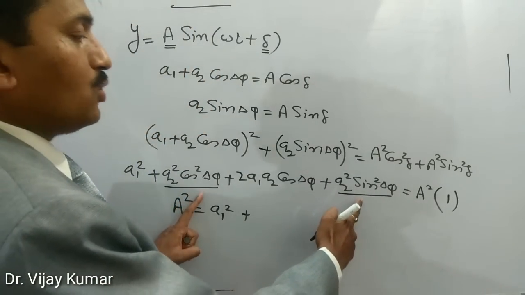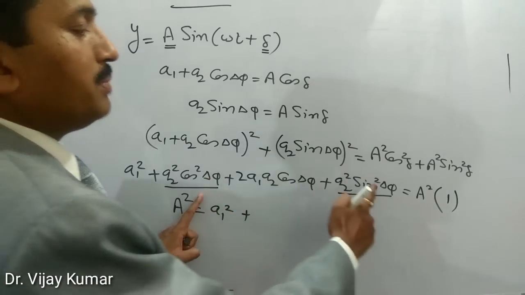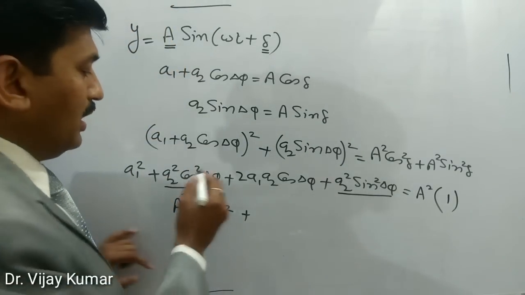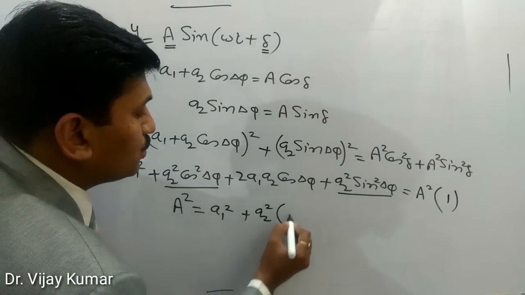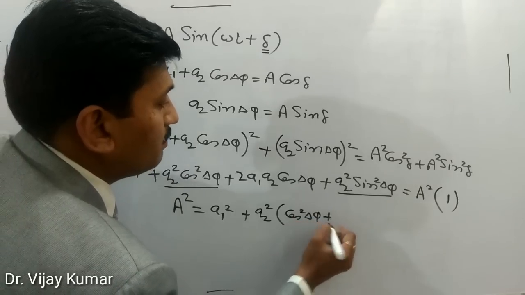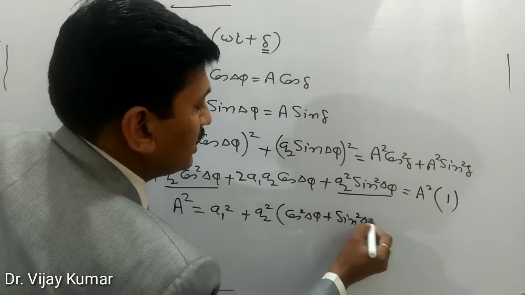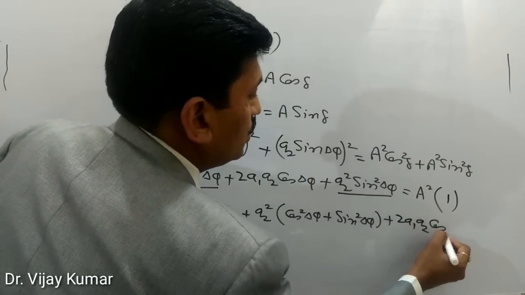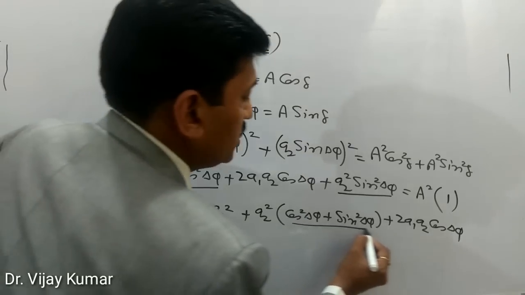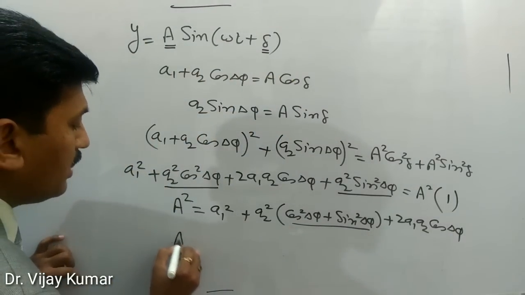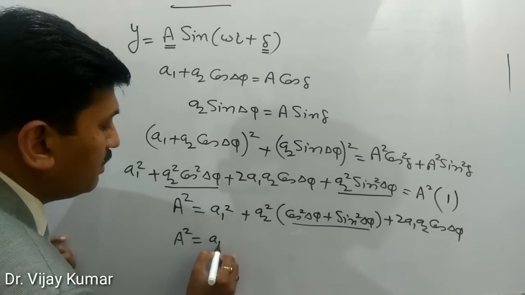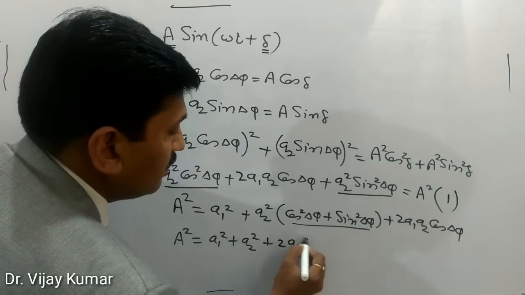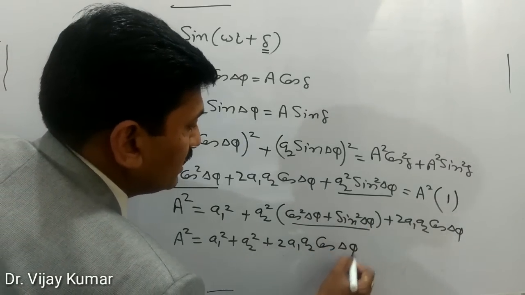If we take a2 square common, then it becomes cos square Δφ plus sin square Δφ, which should be equal to 1. So the term becomes a2 square, plus twice a1 a2 cos Δφ, and A square should be equal to a1 square plus a2 square plus twice a1 a2 cos Δφ.